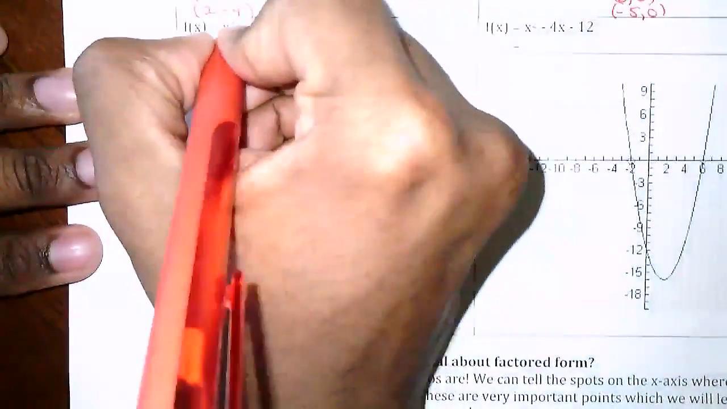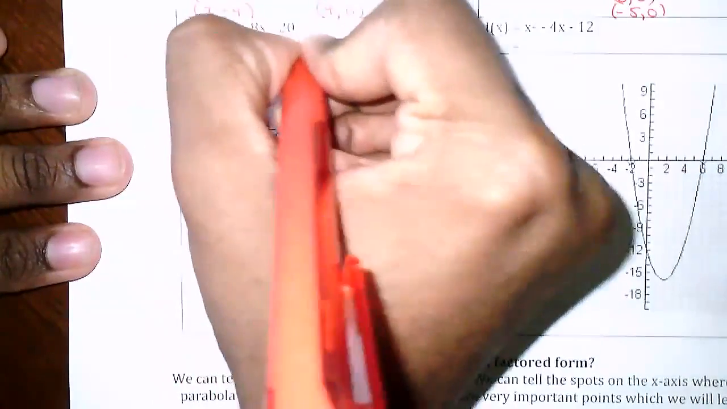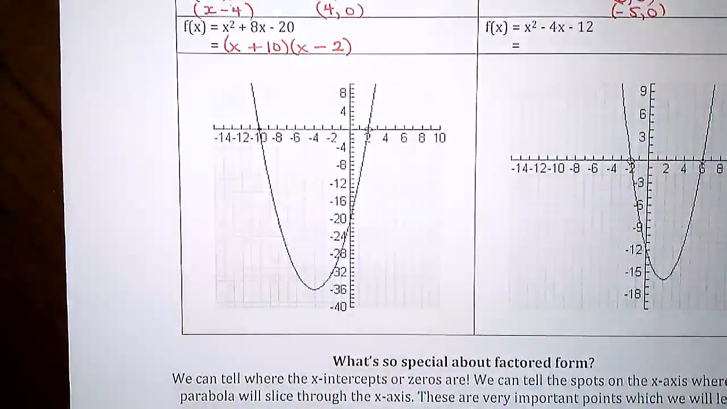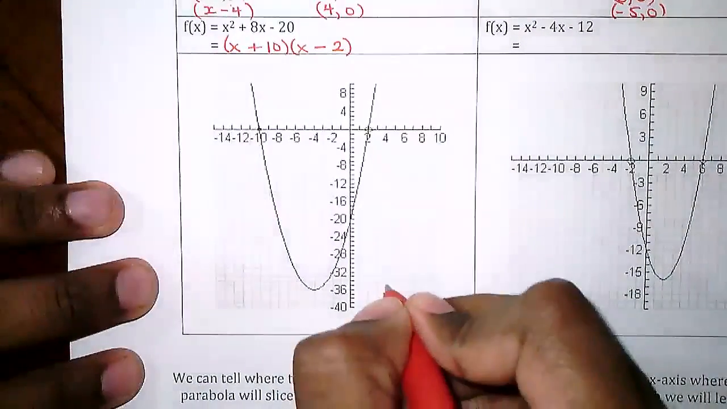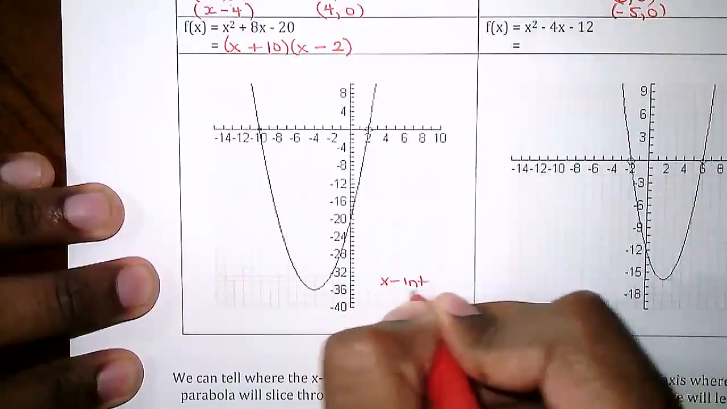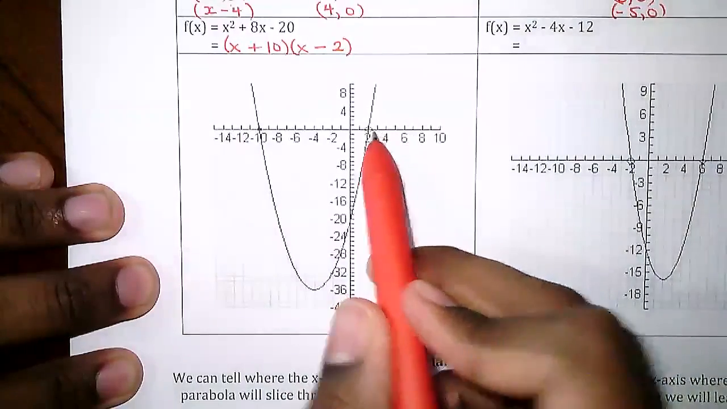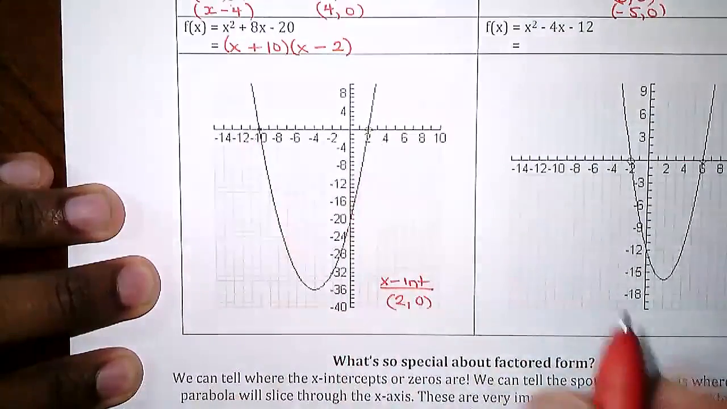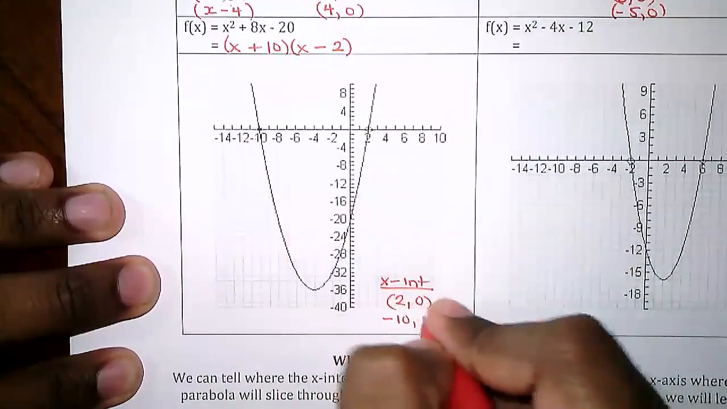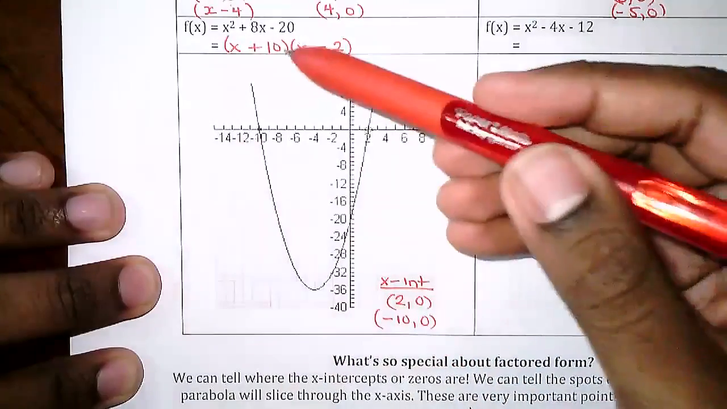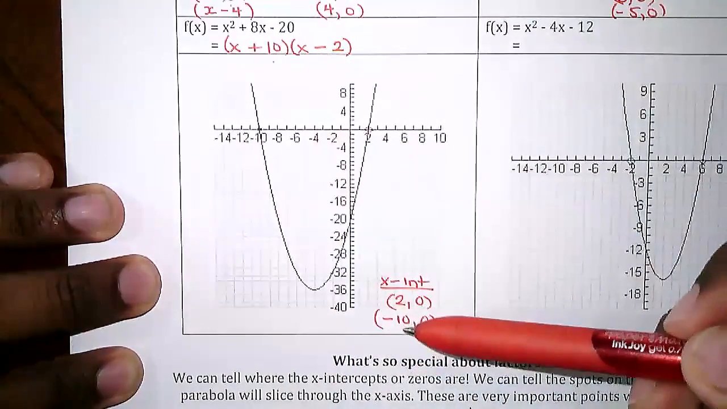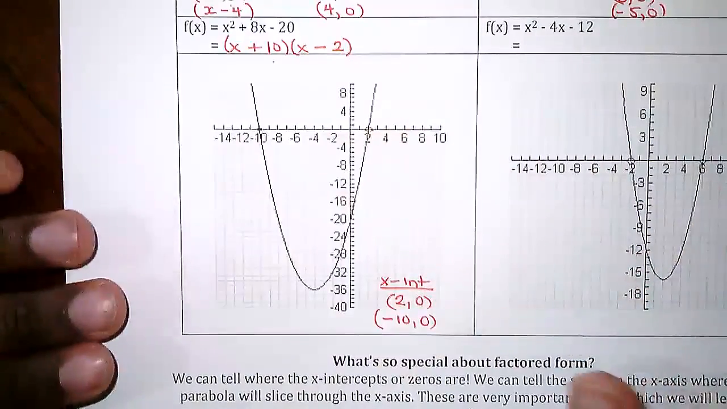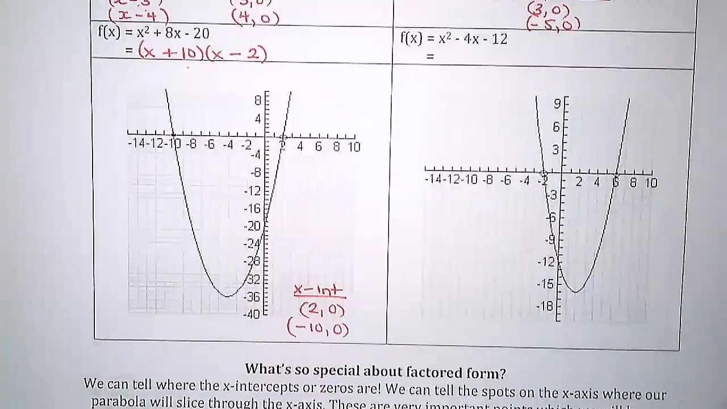Moving on to this question, again, we factor it. And we compare the x-intercepts. So if we take a look at the x-intercepts, again, the x-intercepts occur at (2, 0), as well as here, (-10, 0). And we see it's the opposite. +10 in the factor, -10 x-intercept, -2 in the factor, +2 x-intercept. You should be seeing a pattern now.